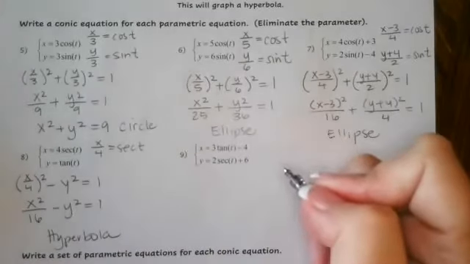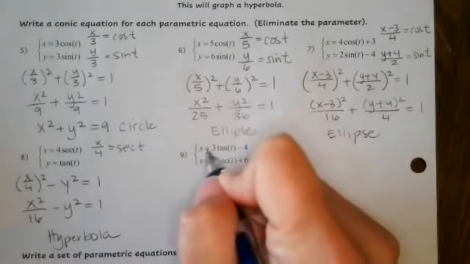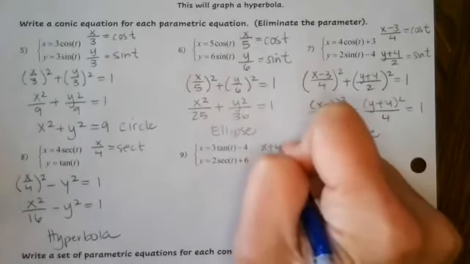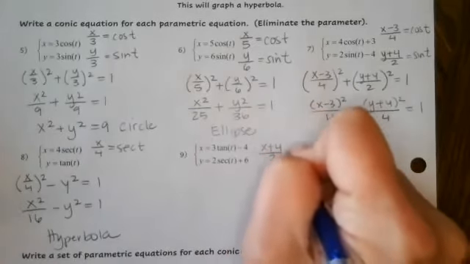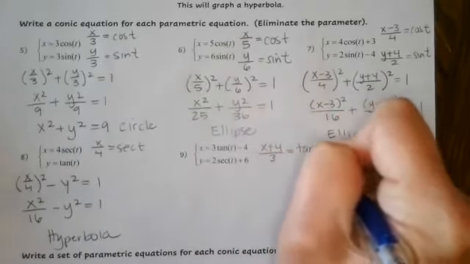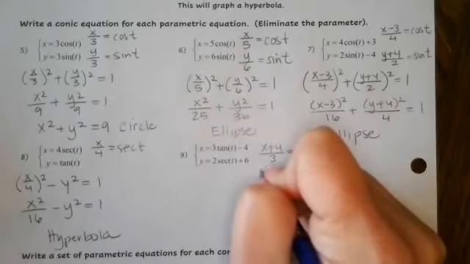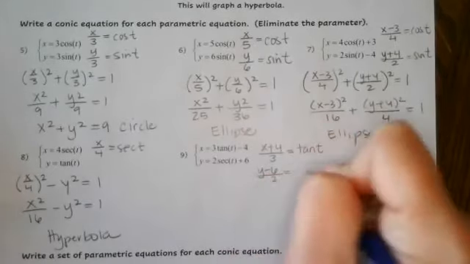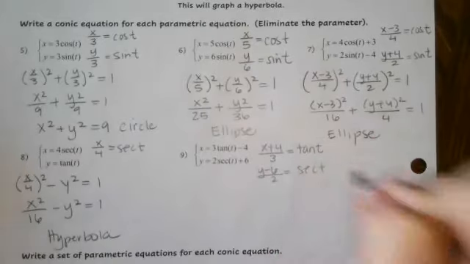All right, one more with a few more steps. Again, we add the 4 to get it to the other side. So we get x plus 4 and then divide by 3. And then over here, we get y minus 6 over 2 is equal to the secant of t.